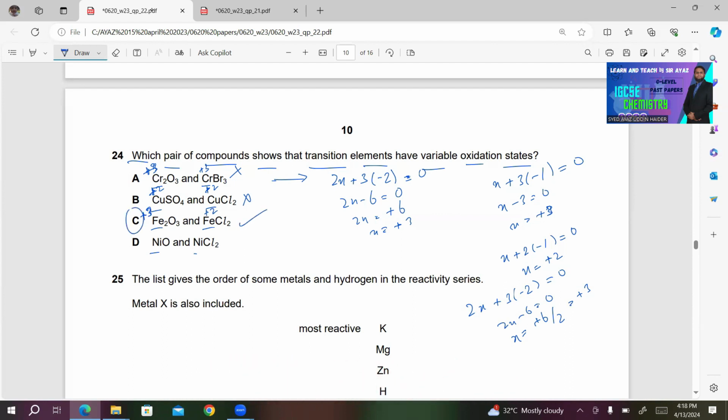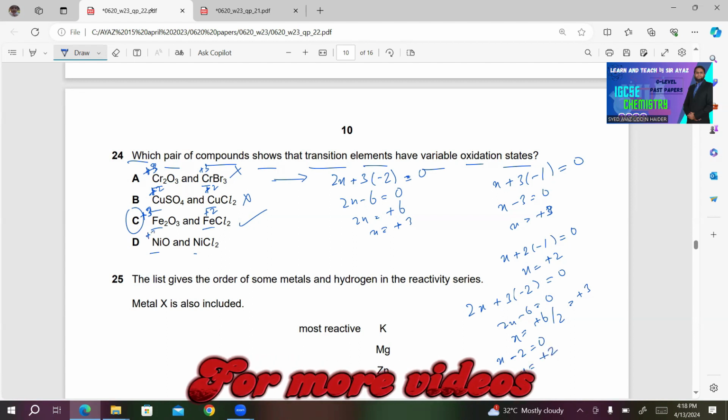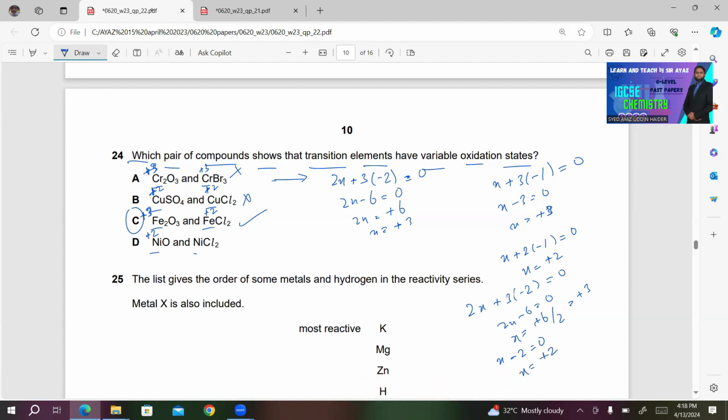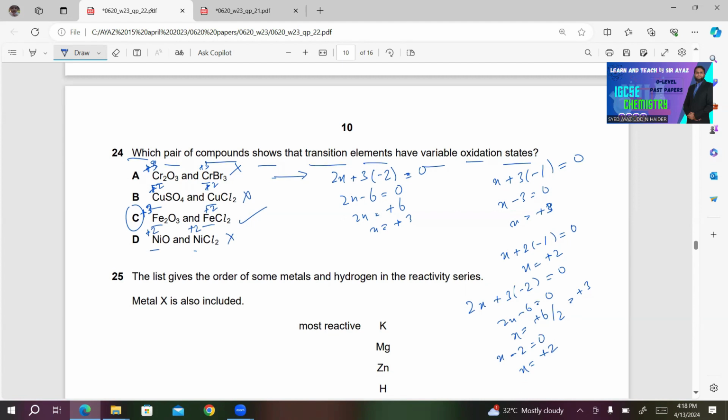For your convenience, I am doing the last one. NiO. We have x for Ni, and -2 gives 0, or x equal to +2. So it must be carrying +2. What about NiCl2? Again carrying +2. So this is also incorrect. C will be the right answer for this multiple choice question.